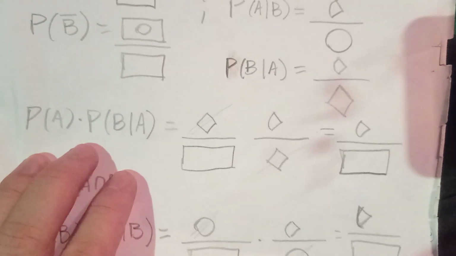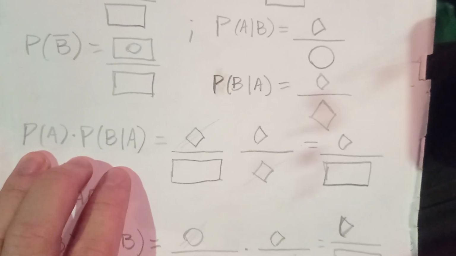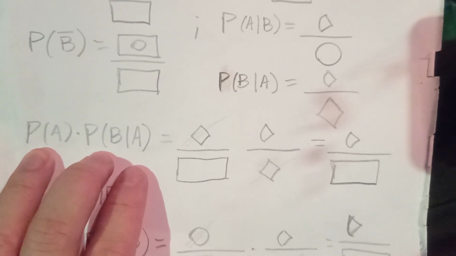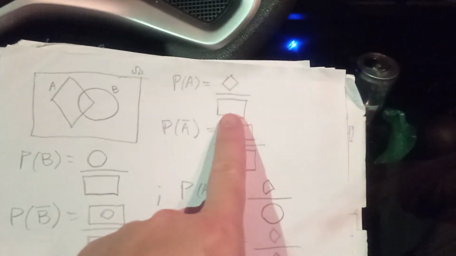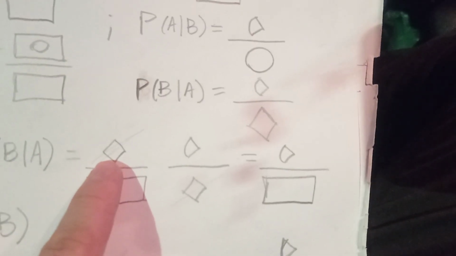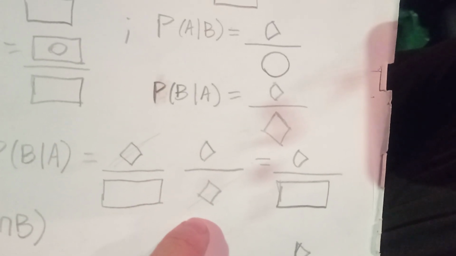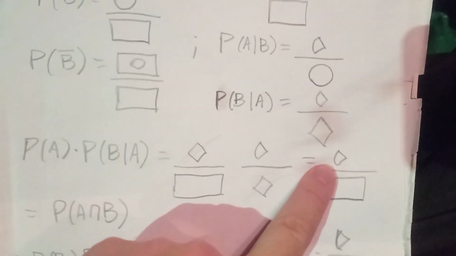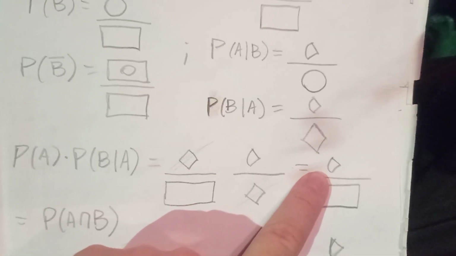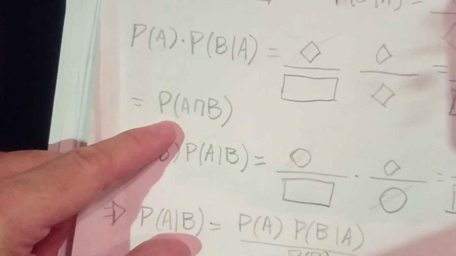So one way we can prove a thing about Bayes' theorem is multiplying the probability of A with the probability of B given A. This is B given A and this is A. So it is the multiplication of rhombus divided by rectangle, times fraction of a circle divided by rhombus, which is going to be fraction of a circle divided by rectangle, aka all possibilities that are in the intersection of A and B divided by all possibilities, which is basically the definition of A inter B.